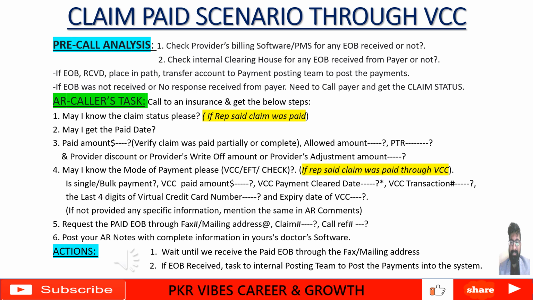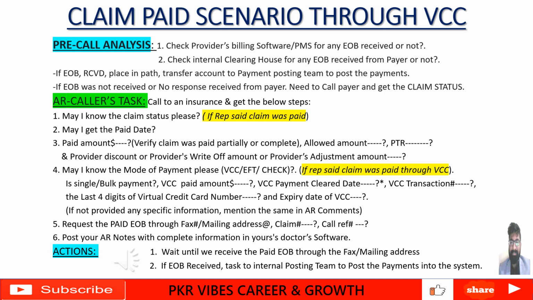So your first job is to check your PMS, I mean your practice management system, for any EOB received from the payer or not. Second point is you have to check your clearinghouse for any EOB received from the payer or not for the claim status scenarios. In this case, if you don't have any EOB received from the insurance, at that time you have to call.